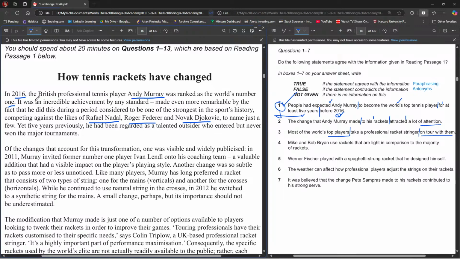Yet 5 years previously, so 2011, he had been regarded as a talented outsider who entered many games, but he never won any major tournaments. Did you understand the passage now?